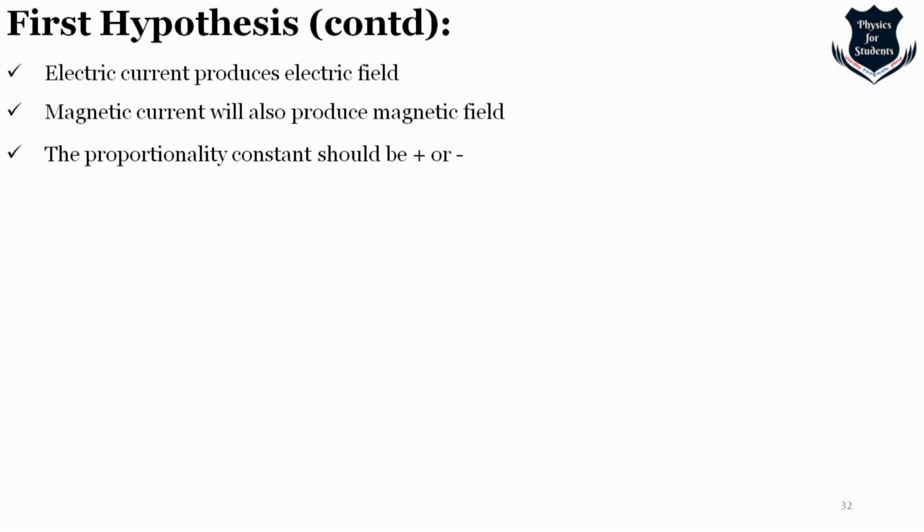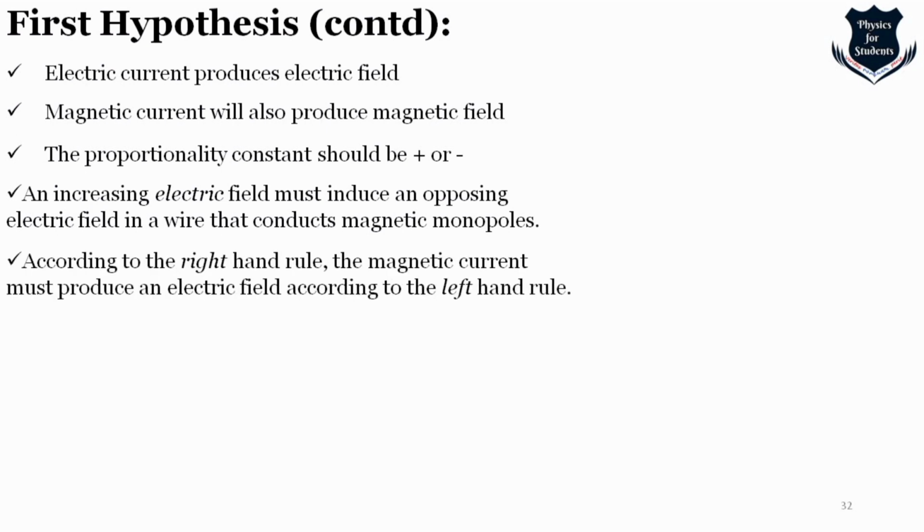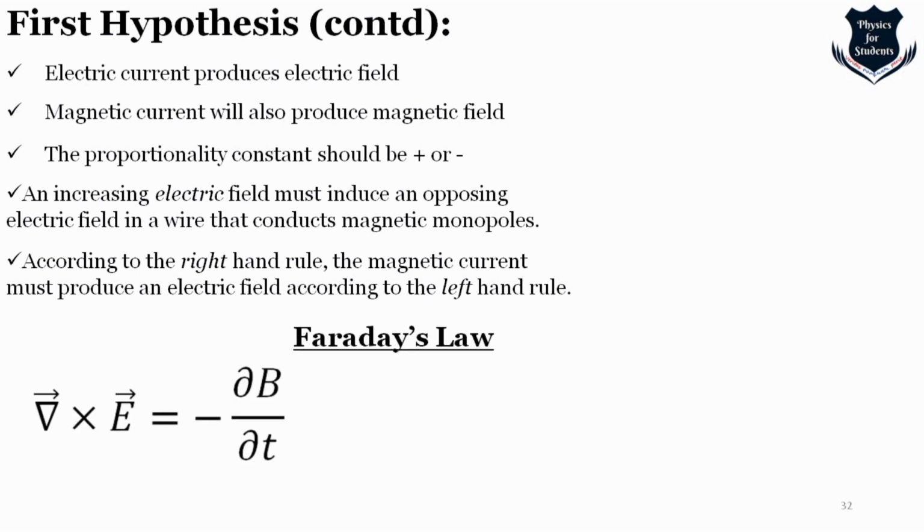So what we can do is address Lenz's law, and we know that an increasing magnetic field induces an electric field that drives the current through a loop according to the left-hand rule, right? So the current produces an opposite magnetic field by the right-hand rule. Now, suppose an increasing electric field must induce an opposing electric field in a wire, right? I have already spoken about the right-hand rule, etc.